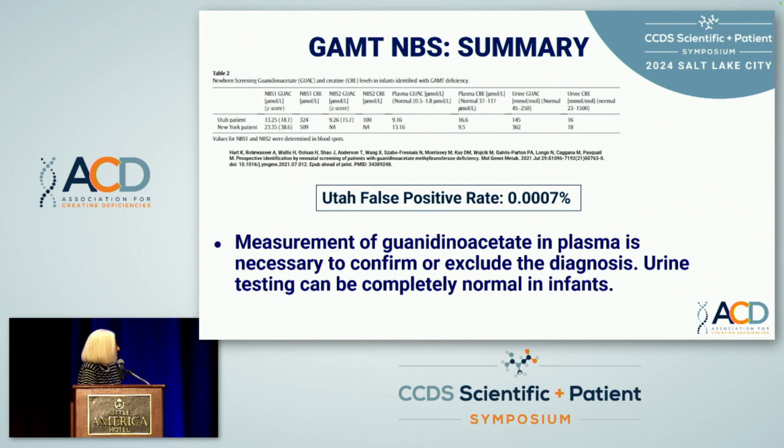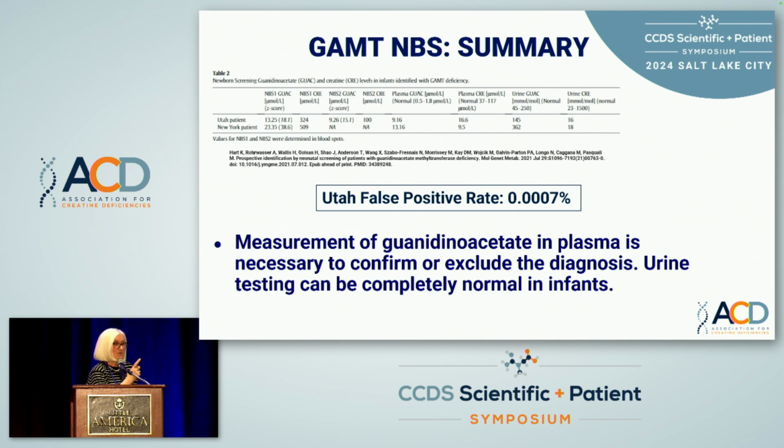Okay? So then, once you identify them, you need to do a good confirmatory test, and the measurement of guanidino acetate in plasma is necessary to confirm or exclude the diagnosis. Urine by itself is not sufficient. As you can see, the urine value for the Utah patient was within the normal range.